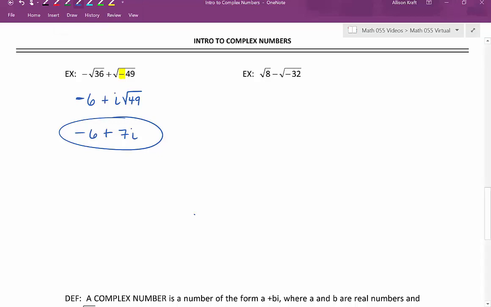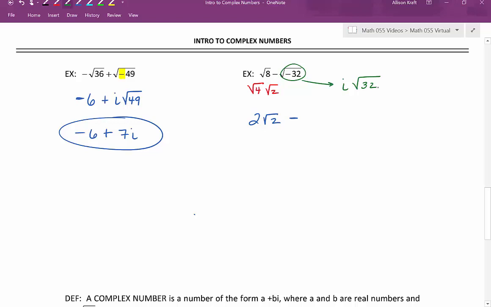In the next example, we're going to start with the square root of 8. That can be simplified. We want to find the largest perfect square that's a factor, and that's going to be 4. It goes in 2 times, so the square root of 8 simplifies to 2 square root of 2. Now we need to deal with this square root of negative 32. There is a negative underneath the radical. Right away, we want to take the i out.